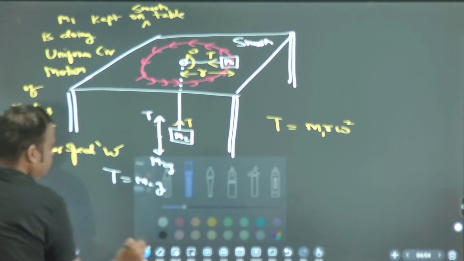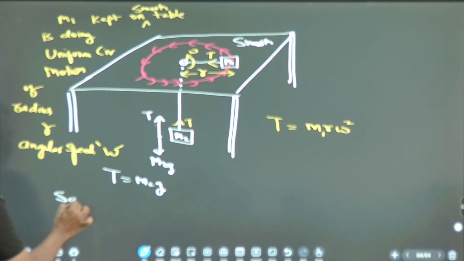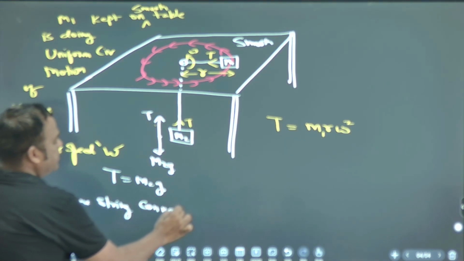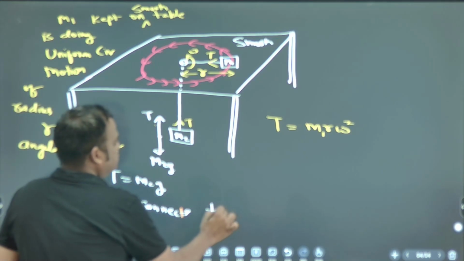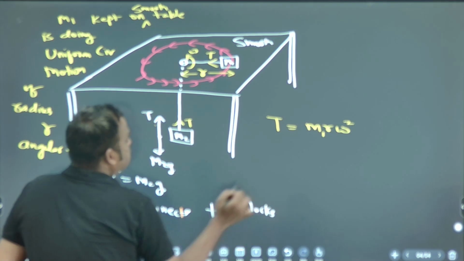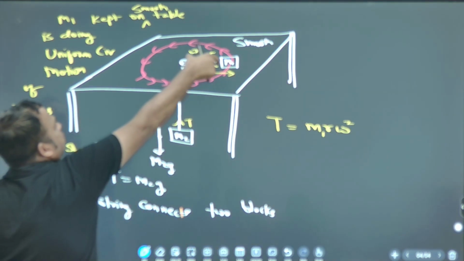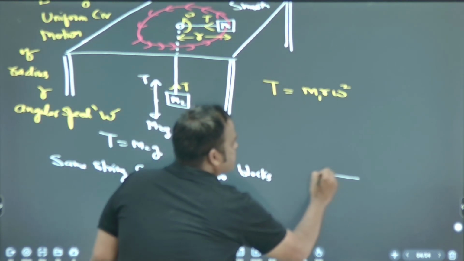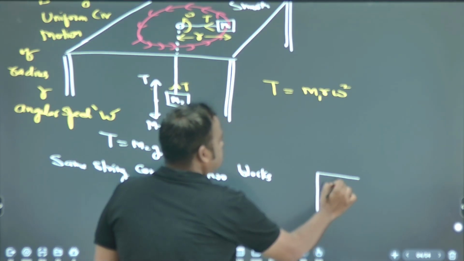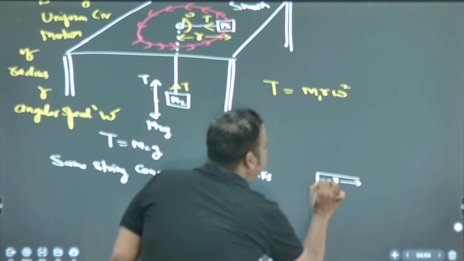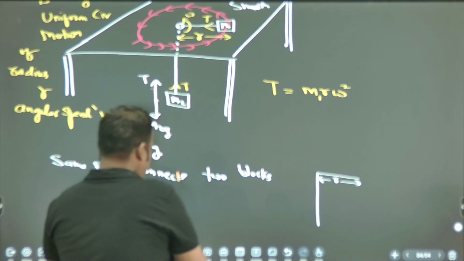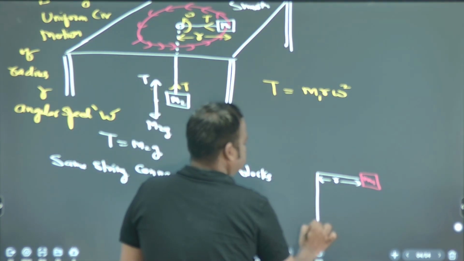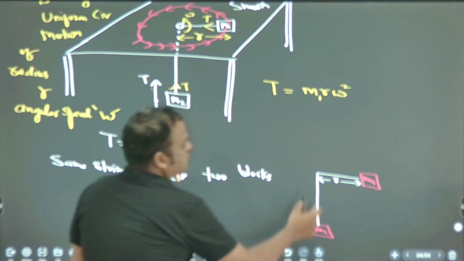So note down: the same string connects two blocks. This part is horizontal, this part is vertical. It is like this, horizontal and vertical. The length of the horizontal part is r.